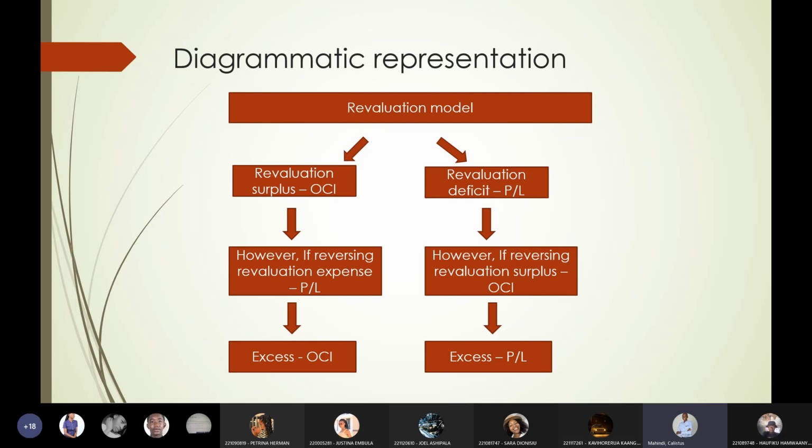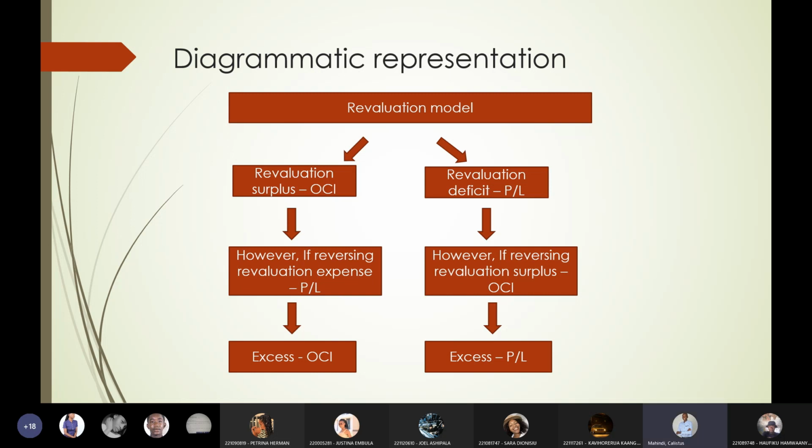And the total revaluation deficit that we calculated was 50,000. That is 120,000, the balance on 1st of January 20X1, minus the 70,000, which was the balance on 1st of January 20X2. So the whole deficit was 50,000. So you should be able to record the revaluation expense in profit or loss. However, if you're reversing a revaluation surplus, you first have to record it in other comprehensive income.